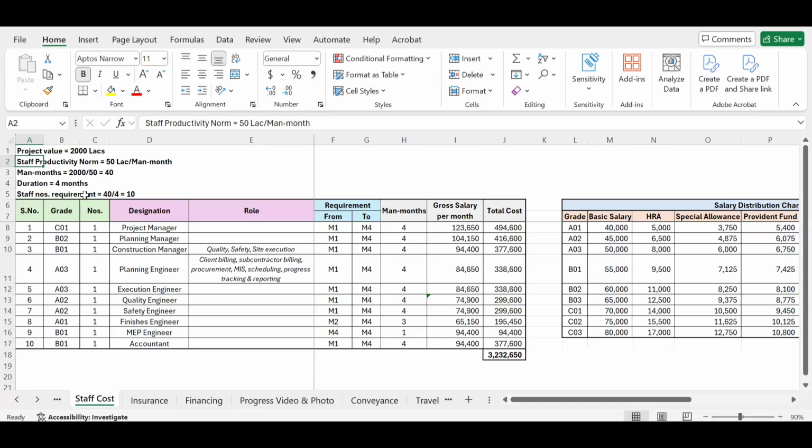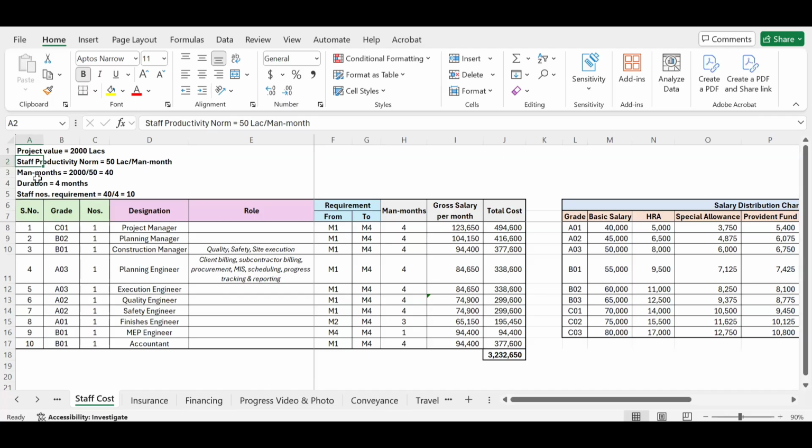That is invoice, or it can be in terms of revenue also, okay. So out of this 2000 lakh rupees, one particular staff will be responsible for doing 50 lakh rupees per man month, per month, okay. So this is called the productivity.